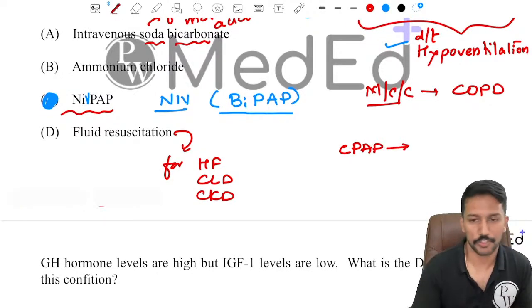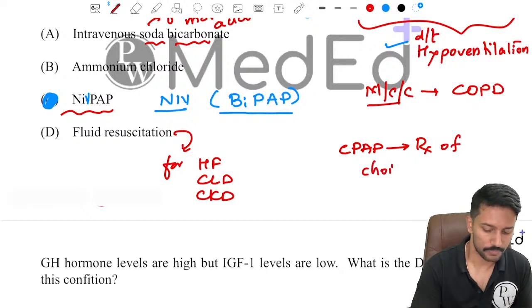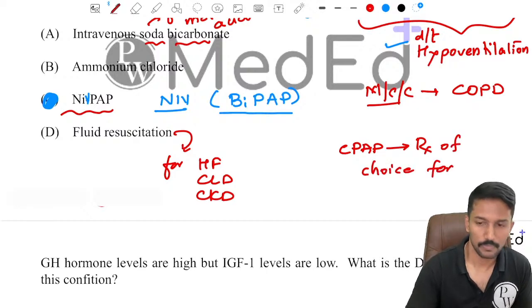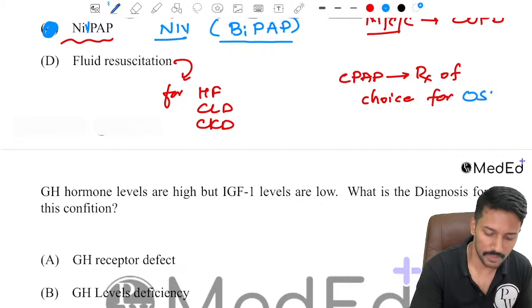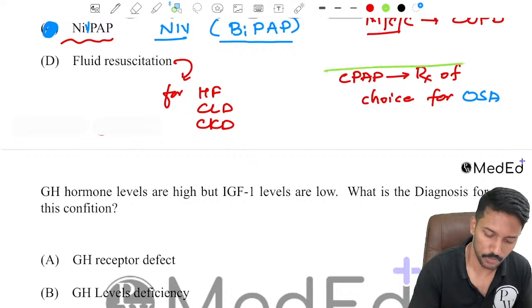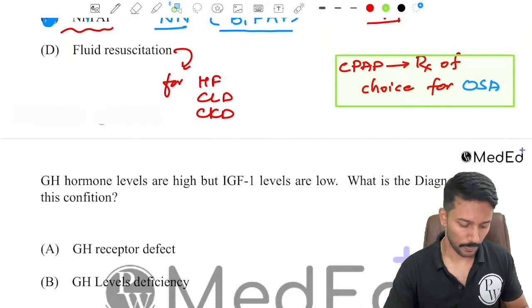Continuous positive airway pressure. It is the treatment of choice for obstructive sleep apnea, or OSA. Obstructive sleep apnea, we use CPAP. For COPD, we use BiPAP.